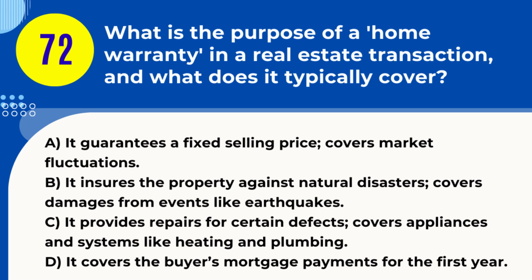Question 72. What is the purpose of a home warranty in a real estate transaction, and what does it typically cover? A. It guarantees a fixed selling price, covers market fluctuations. B. It insures the property against natural disasters, covers damages from events like earthquakes. C. It provides repairs for certain defects, covers appliances and systems like heating and plumbing. D. It covers the buyer's mortgage payments for the first year.